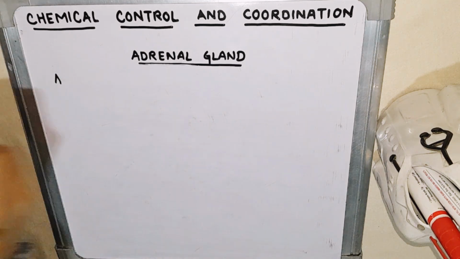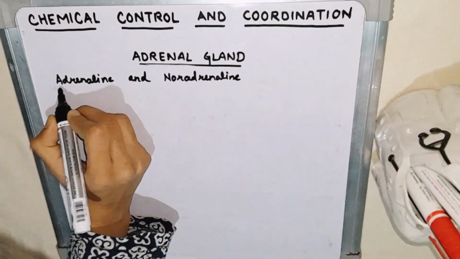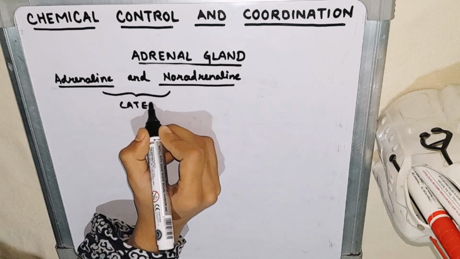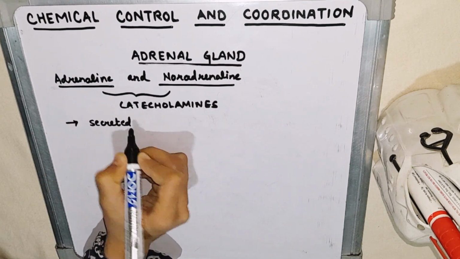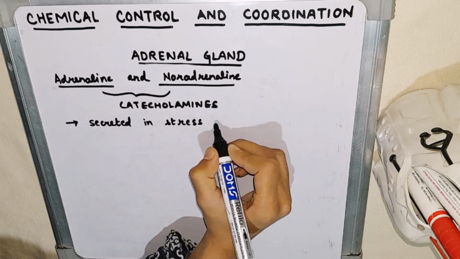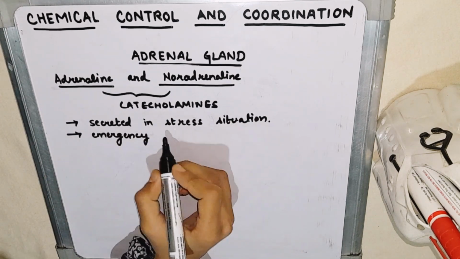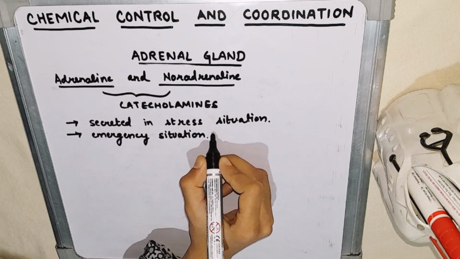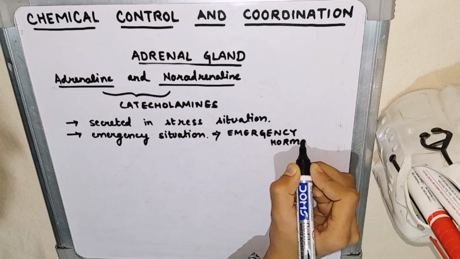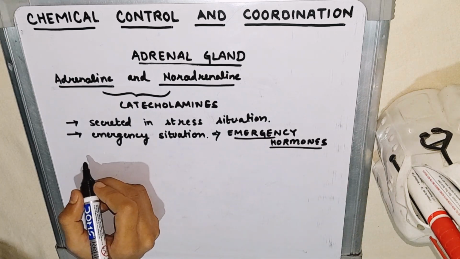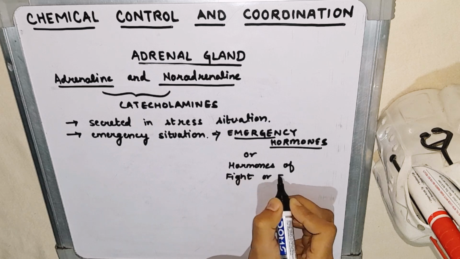Now let's elaborate the functions of adrenaline and noradrenaline. Both adrenaline and noradrenaline are together known as catecholamines. They are secreted in a stressful situation or an emergency situation. That is why they are called emergency hormones. Both adrenaline and noradrenaline are called hormones of fight or flight.